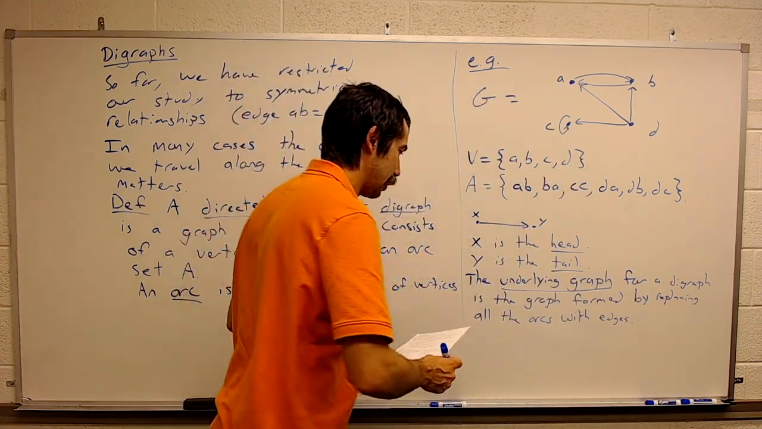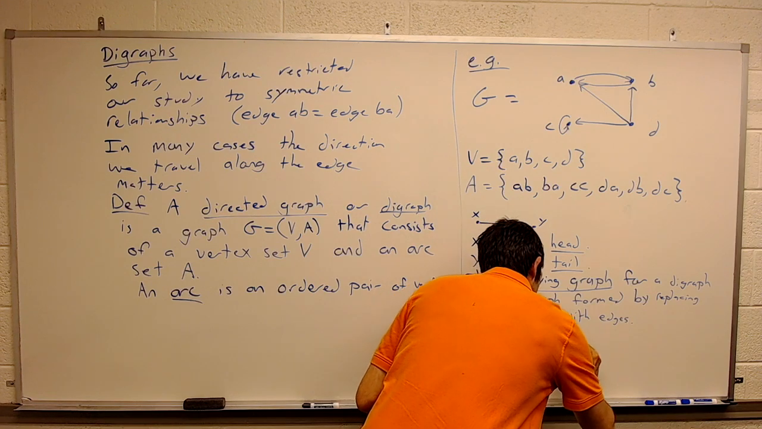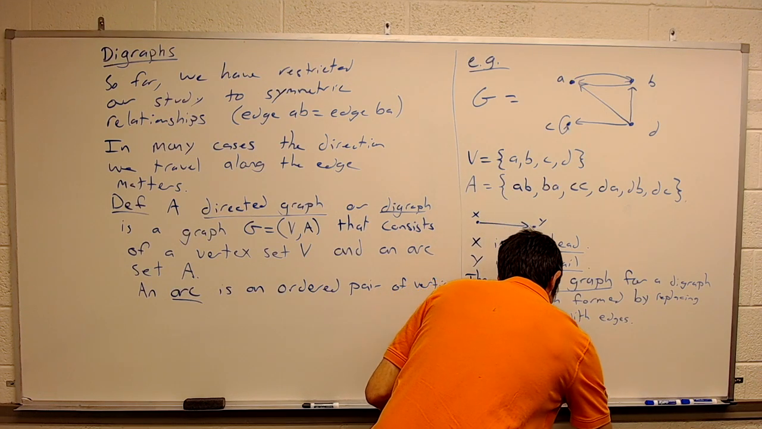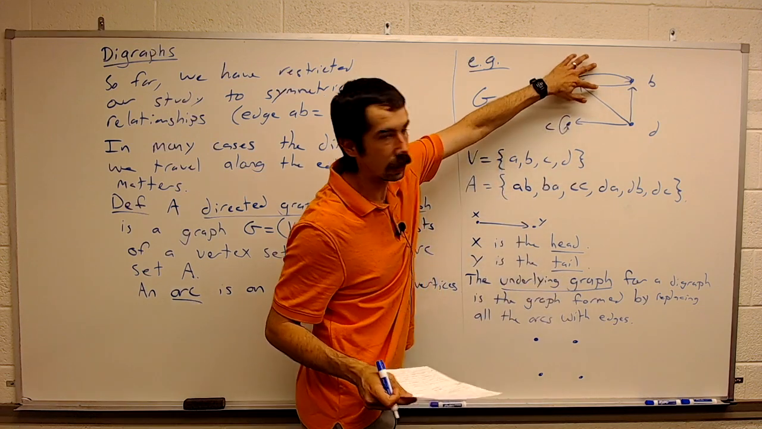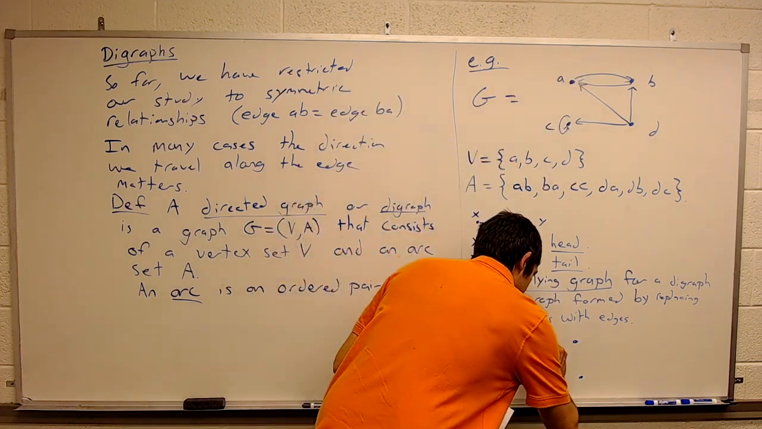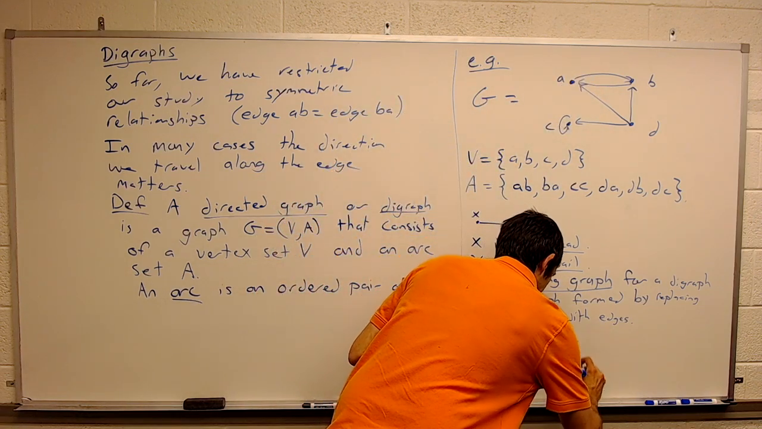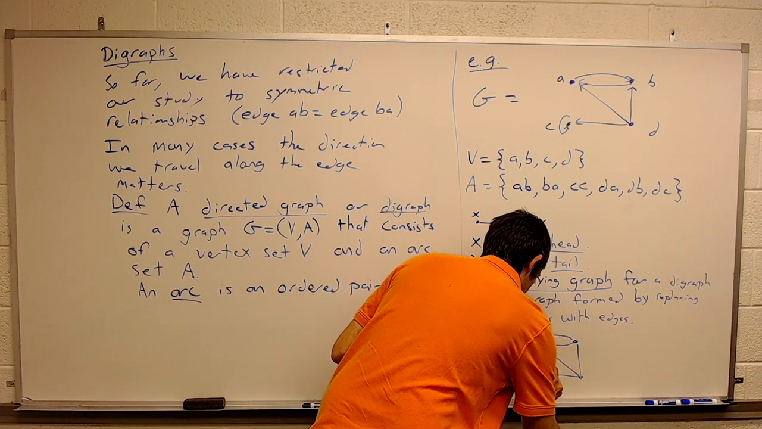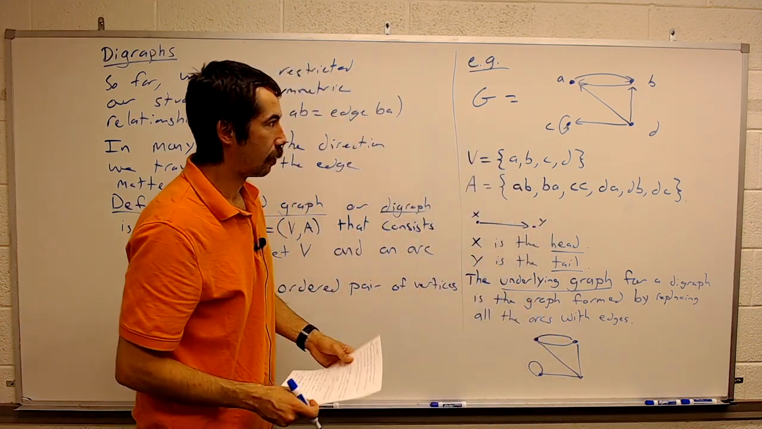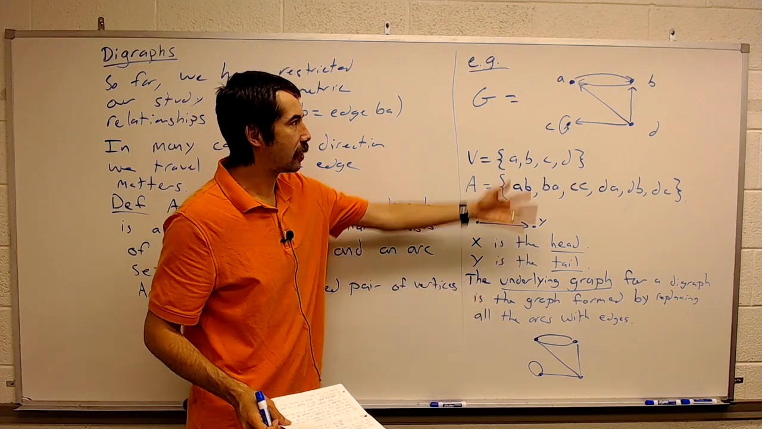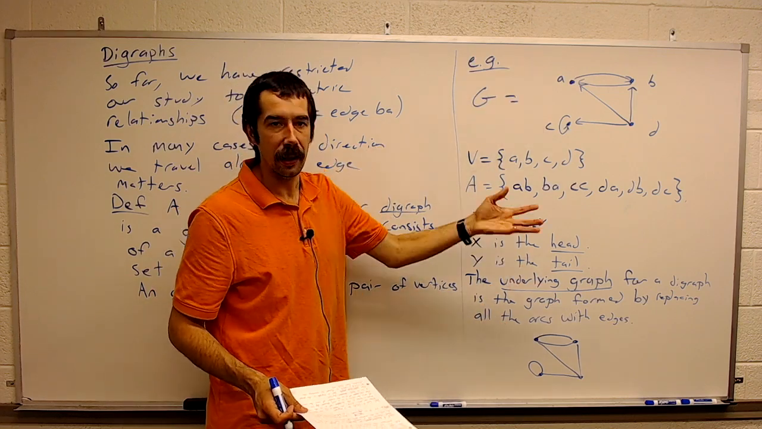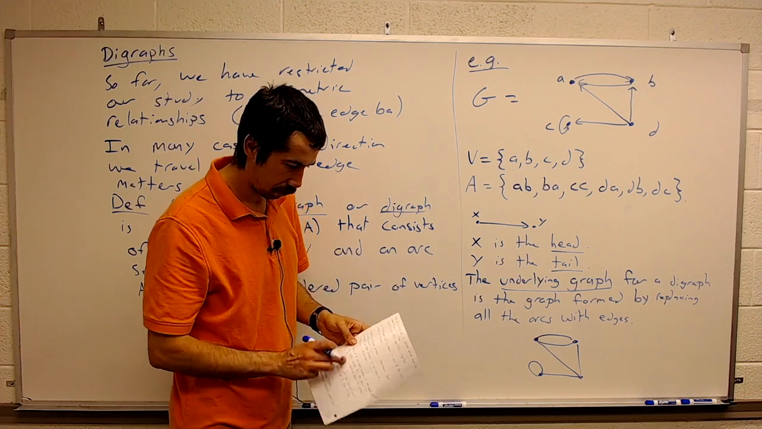Okay, so just real quick down here, the underlying graph would be, well, we replace these two arcs with edges. It would be this graph. Okay, so it's just basically we have this and we lose the information of what direction the arcs go.